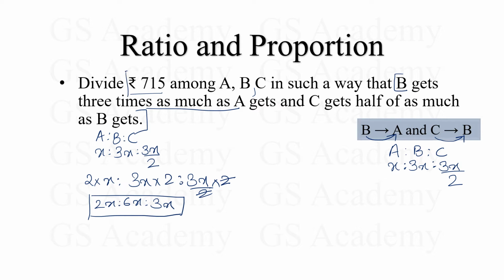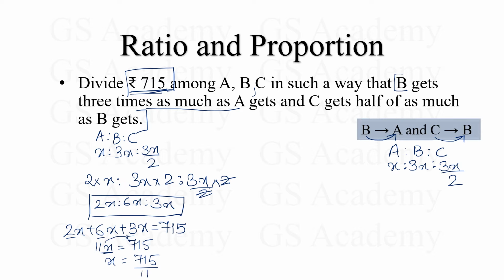Now we have to divide this 715 amongst A, B and C. So this is the overall value of A, B and C. So we will add up these ratios. So this becomes 2x plus 6x plus 3x is equal to 715. So 2 plus 6 gives us 8, plus 3 is 11. So this becomes 11x is equal to 715.